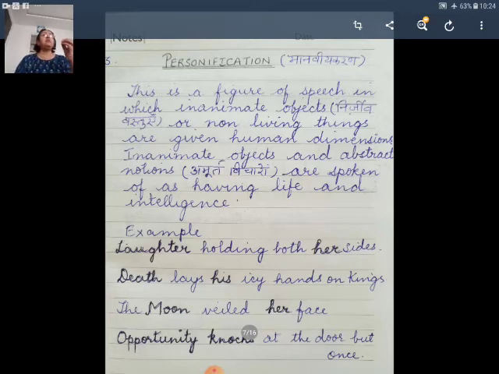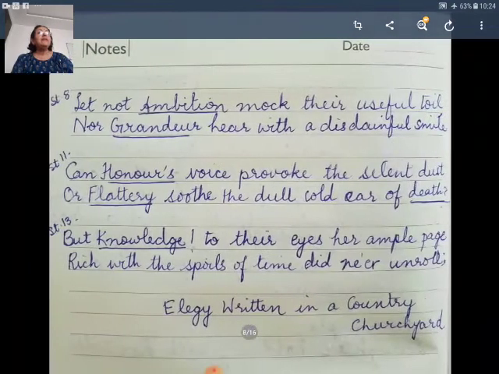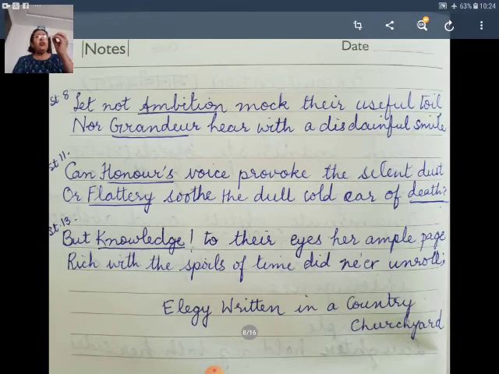So this is very simple, students. The first figure of speech was simile. The second was metaphor. The third is personification. For your help, I have taken 3 examples from Elegy Written in a Country Churchyard, which is in second year arts course in English literature. Now, there are 32 stanzas in Elegy Written in a Country Churchyard, but I have picked up the examples of personifications from stanza 8, stanza 11 and stanza 13.